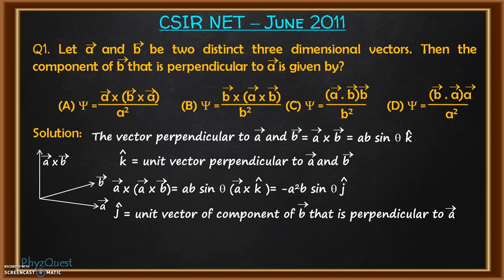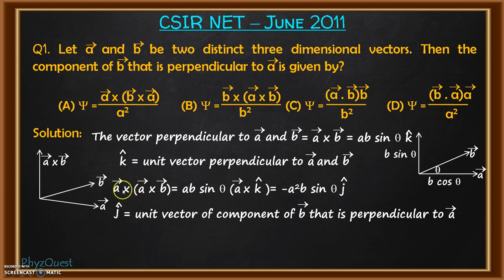for that let's draw a 2D image of vector A and vector B like this. So this is vector A and vector B and the angle between them is theta. So here B cos theta is the component which is along the direction of vector A, and B sin theta is the component which is perpendicular to vector A.